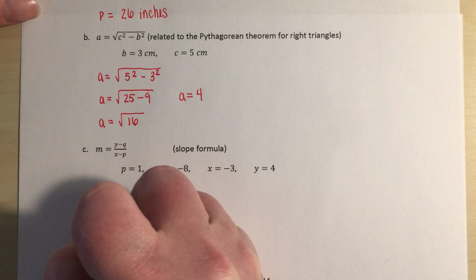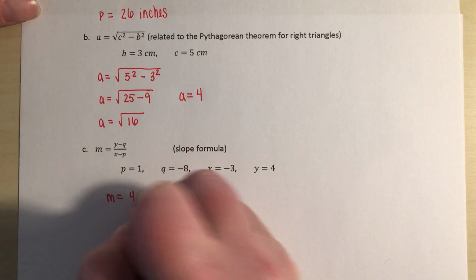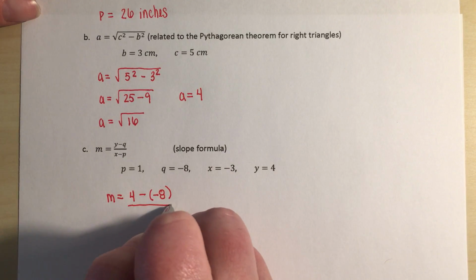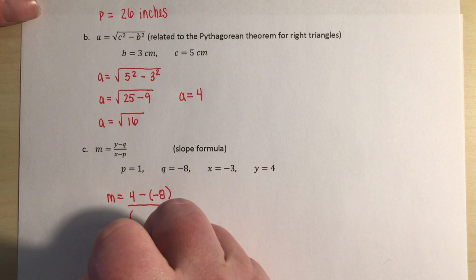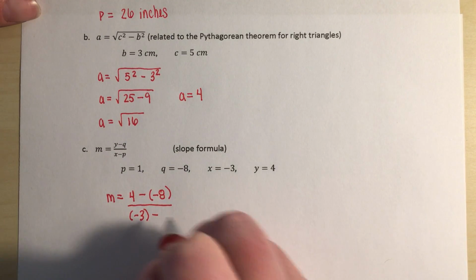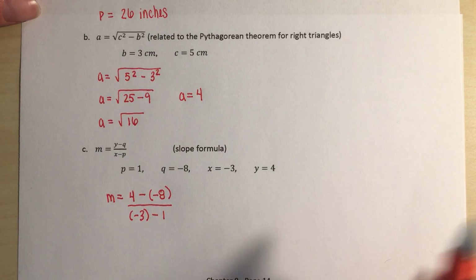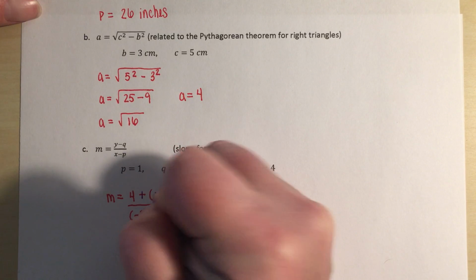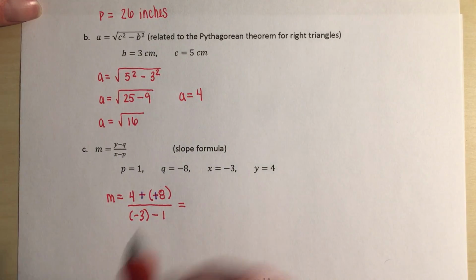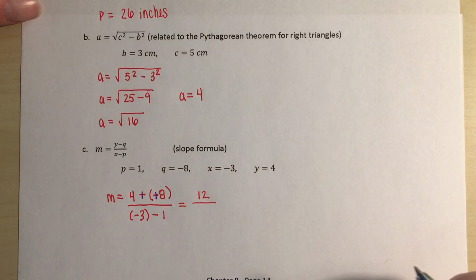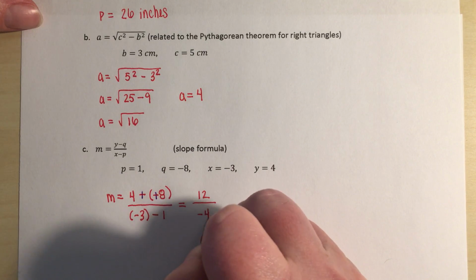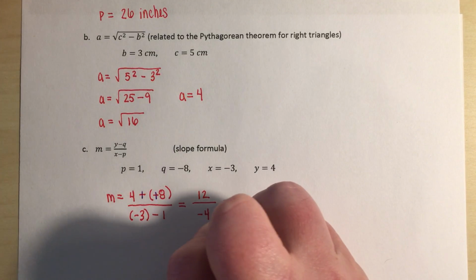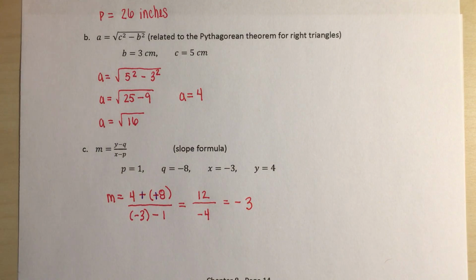All right, so M equals, Y is 4, and then we have a minus sign in our formula. Q is negative 8, so we're going to put a negative 8 up here. And then down in the bottom we have X. X is negative 3 minus P, which is 1. Up top then, this 4 minus negative 8 is going to turn into a 4 plus 8. That is going to give us a 12. Negative 3 minus 1, these are the same sign, so we add. They're both negative, so it stays negative. So we have 12 divided by negative 4. 12 divided by negative 4 gives us a result of negative 3.